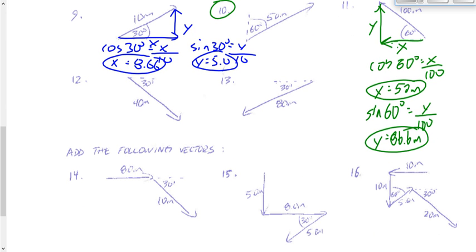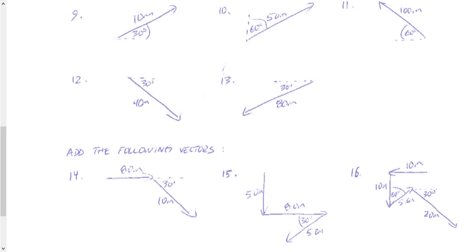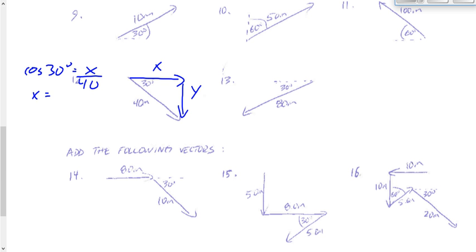Okay, let's take a look at number 12. 12, 30 degrees. Don't like funny angles. So let's draw a triangle around the angle so that the angle's inside it. Let's label this x, label this y. Let's say cosine 30 degrees is equal to adjacent over hypotenuse. X is 40 cosine 30. I want to say 32.99. Anybody have that? 40 cos 30? Gives me 34.64 meters. There's the x component.